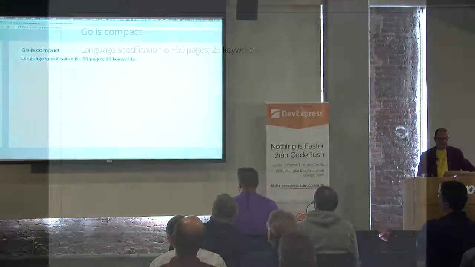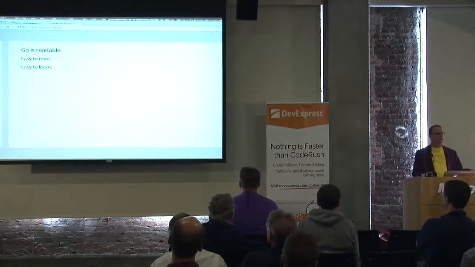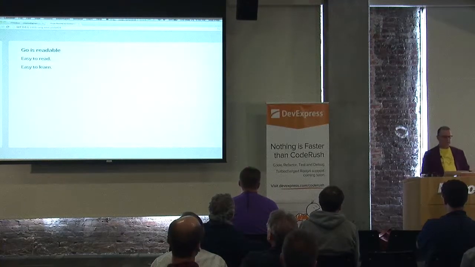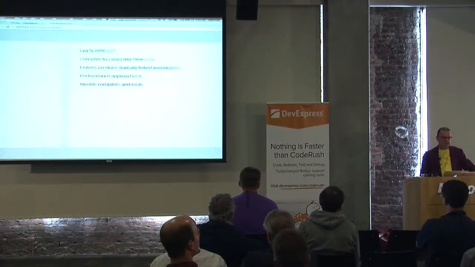surprises. It's compact. The language spec, which is enough to implement it, because several people have done so, is about 50 pages. It only has 25 keywords. That's too many, but it's less than any other language I know except maybe Lisp. It's very readable, I claim. People tell me that it is readable, which makes it easy to read someone else's program, not just my own. If it's easy to read, it's easy to learn. Many people have said they've literally learned it on a weekend and been productive the next day.